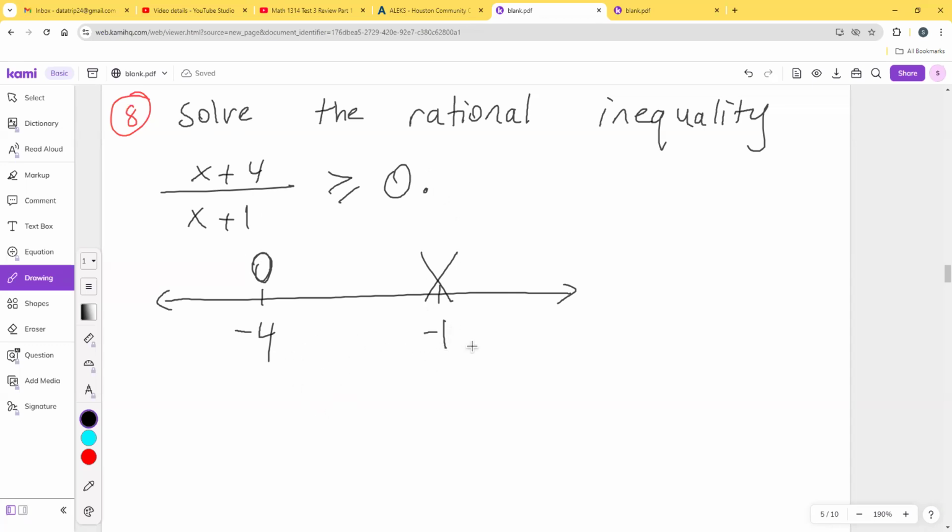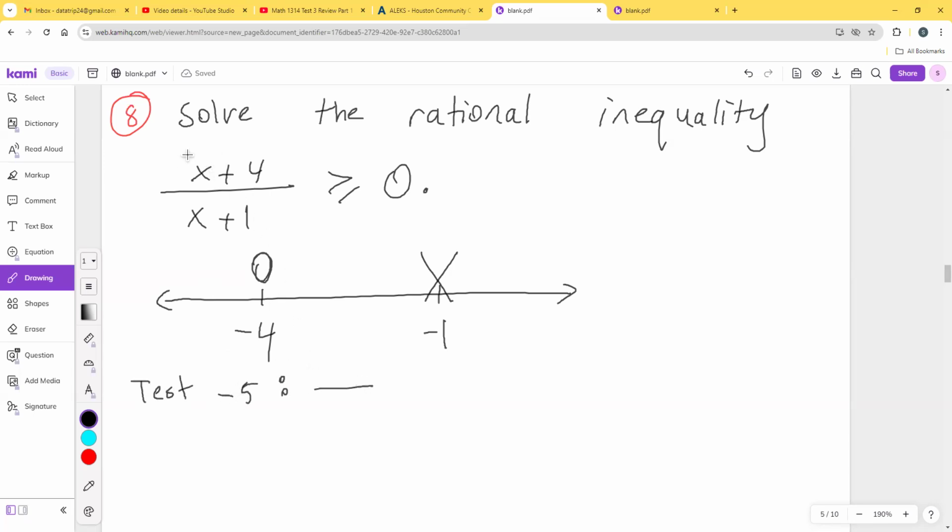How many regions do we have now? 1, 2, 3. What do we do with these 3 regions? Test them. We test them. So let's get started here. What number is a good test number here? Test what? -5. Let's plug it into the main problem.